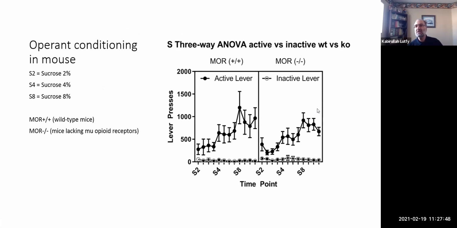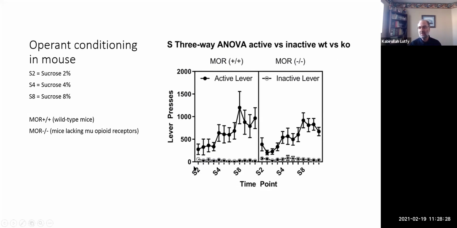Okay, so this is a study where we looked at sugar self-administration in two groups of mice. One had mu receptors, and the other group didn't have the mu receptors, because the mu receptor, the opioid system, is long known to be involved in natural reward as well as drug reward. So we wanted to see if there would be any impact of mu receptors on sugar self-administration. So we trained animals to self-administer sugar solution.